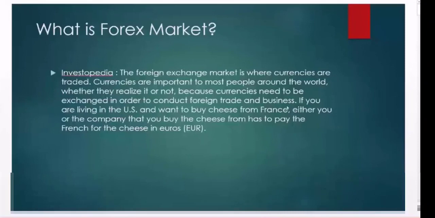How to become a Forex trader. First you need to know the meaning of Forex. You don't need to memorize the meaning of Forex, but at least you understand what you are getting into.